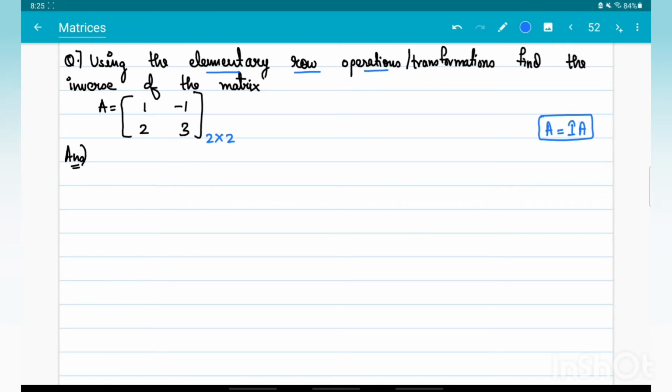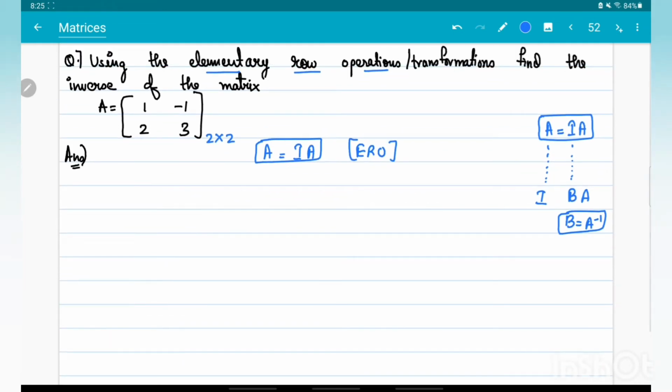And we are going to write an identity matrix of the same order 2 by 2, and then we are going to apply these elementary row operations till the left hand side matrix A turns into an identity matrix, and on the right hand side we'll get some other matrix which will be our inverse. So like this we'll get our A inverse. That is how we apply our elementary row operation. Now let us see what to do. Here in this case also we'll first write A is equal to IA, since we are applying elementary row operations.